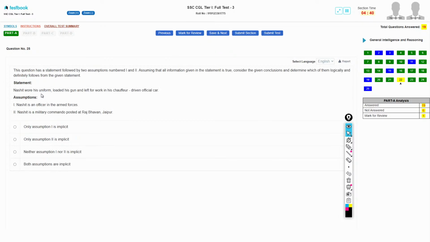Narshit wore his uniform loaded with gun and left for work in his chauffeur driven official car. Assumption: Narshit is an officer in armed force. Okay, maybe. Narshit is a military commando posted at Rajbhavan, Jaipur. Definitely not. So only one is implicit.